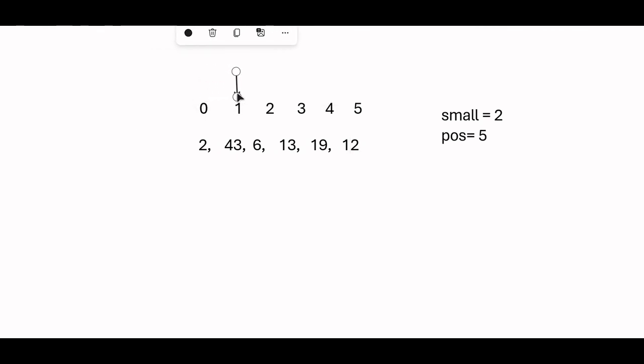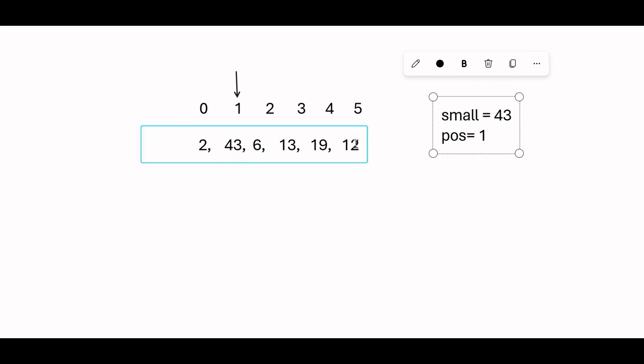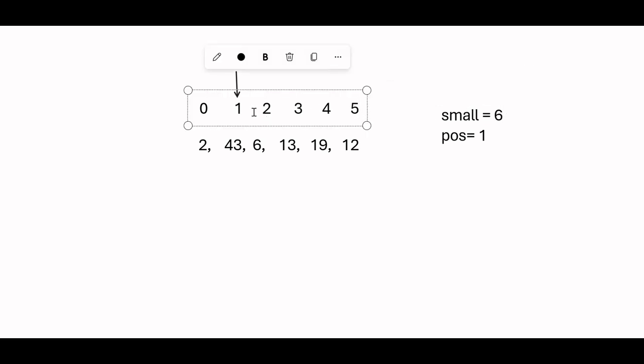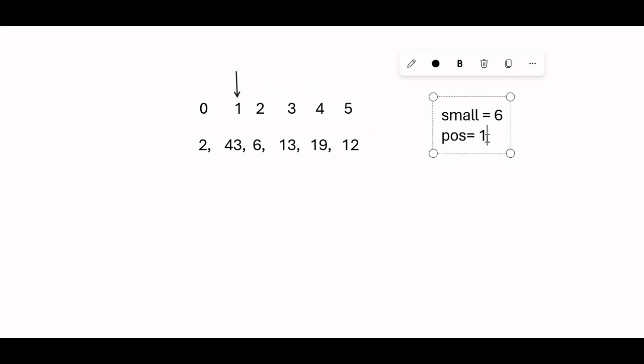When pass 2 starts, k will start from this subscript and j will take all values. Before that, small will be assigned the value that k refers to, along with the appropriate subscript, and with that I'll be comparing the rest of the array elements with small. So 6 and 43, 6 is smaller, so small is updated to 6, and pos takes the subscript where 6 is stored, which is subscript 2. And next 13 and 6, 19 and 6, 12 and 6, there will be no changes because 6 will be the smallest.